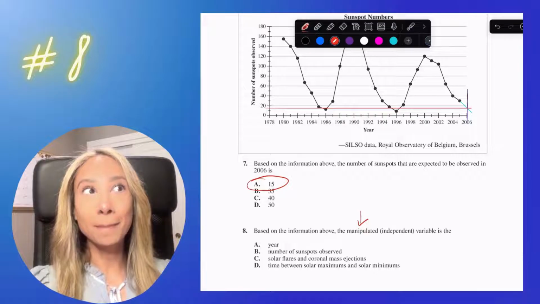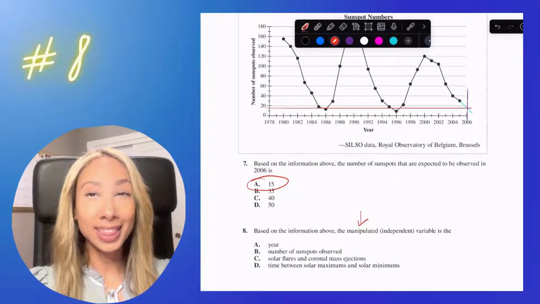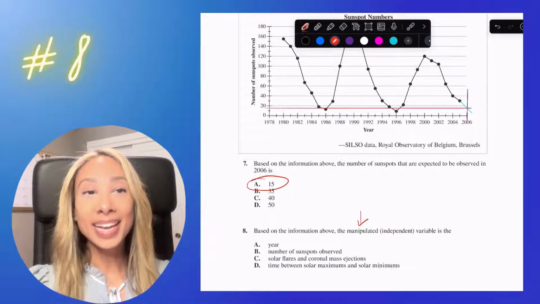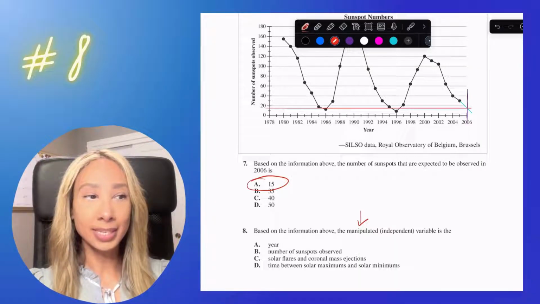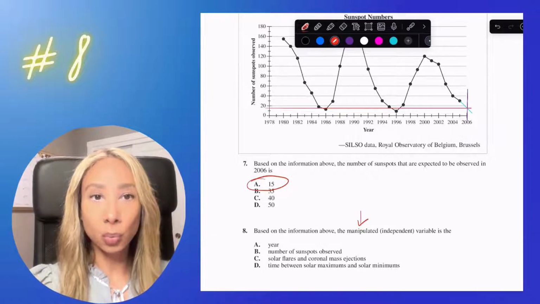So if we think of a manipulating person, to try and remember this, a manipulating person is trying to change the way you think. In a science experiment, we're basically trying to say, well, what is the one thing that's changing in the experiment? So that's going to be it. So what are we changing?